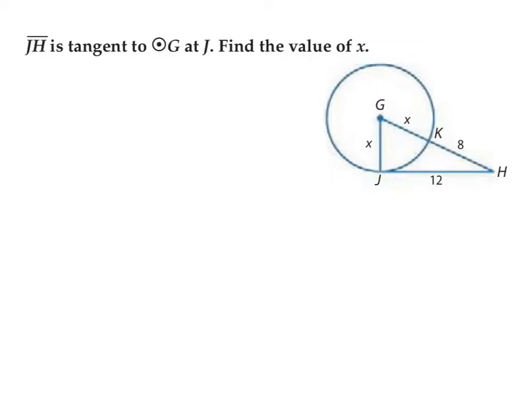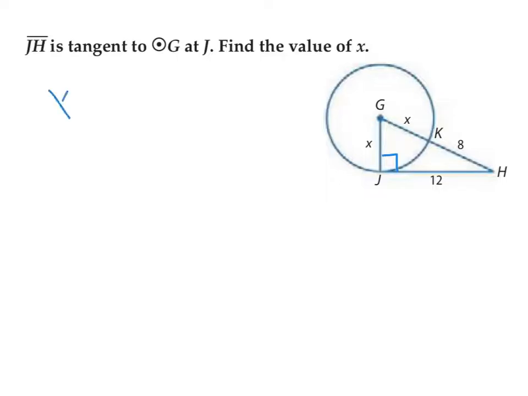This problem says that JH is in fact tangent. Because they're telling us it is tangent, we know that it's 90 degrees. We know it's a right triangle. And now they want us to find the value of x. We can still use the Pythagorean theorem to find the value of x.